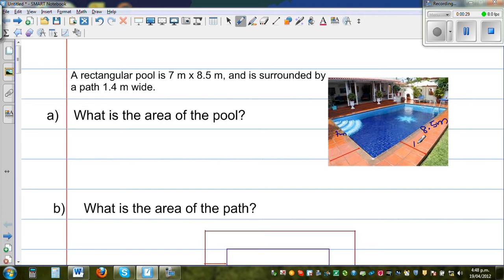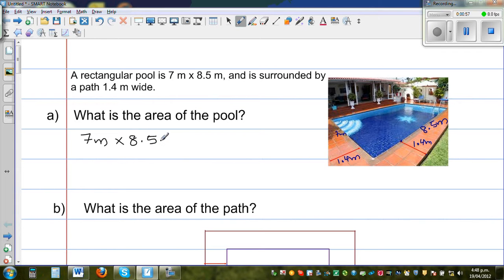So I say, well, the length from here to here is 1.4 meters. So the distance from here to here is also 1.4 meters. So the first question is, what is the area of the pool? So the area of the pool is base times height, or length times width, which is 7 meters times 8.5 meters.